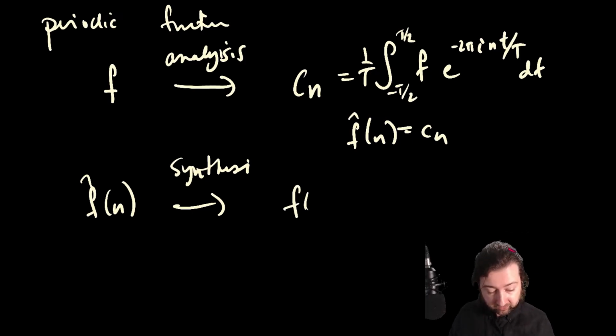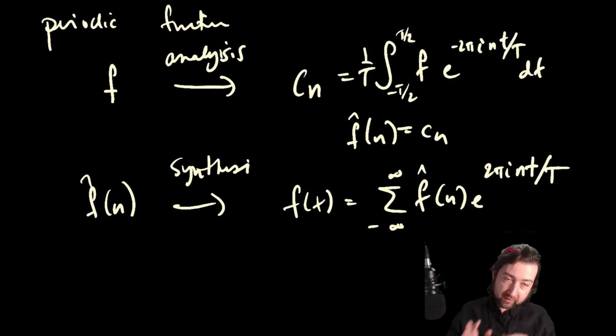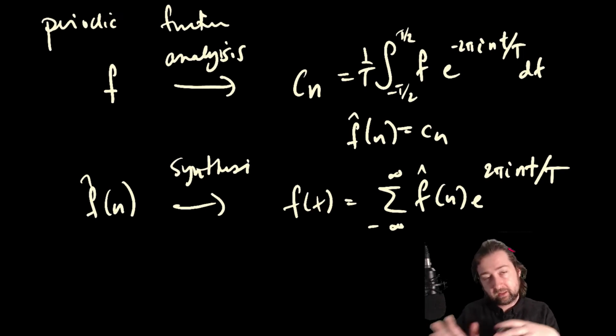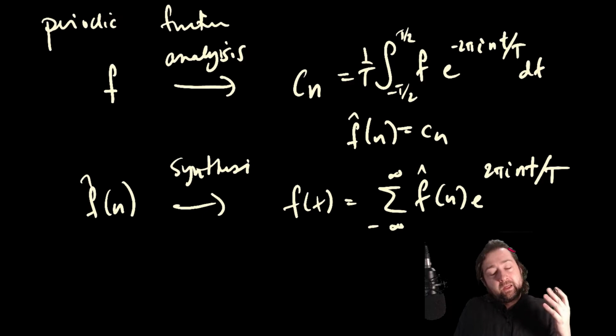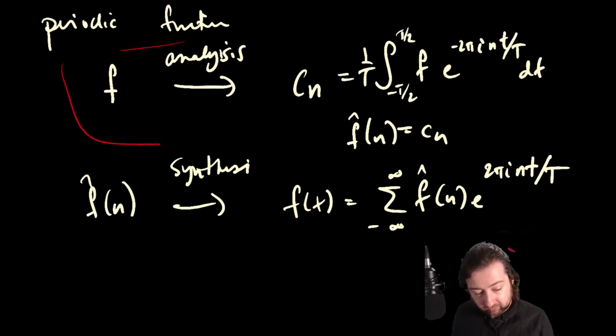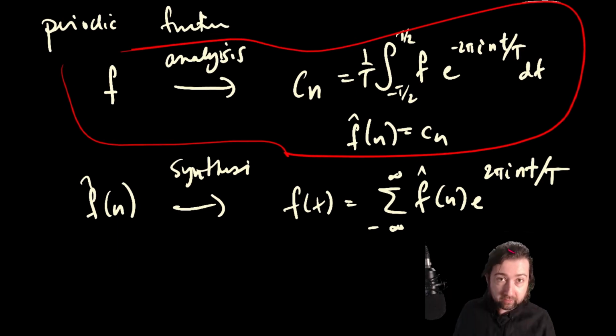Then I can define a function f of t equal to the sum from minus infinity to infinity of f hat of n times e to the positive 2 pi i n t over T. If I have the coefficients, I can build the series. If I have the function, I can find the coefficients. So I can go back and forth. I can do this direction with the Fourier transform, and we've just shown how to do that.